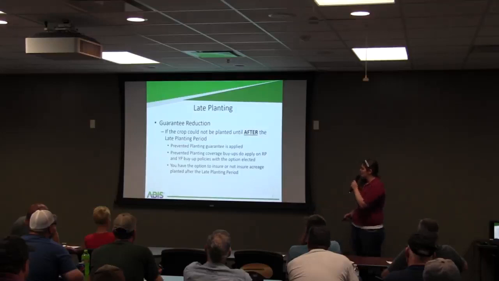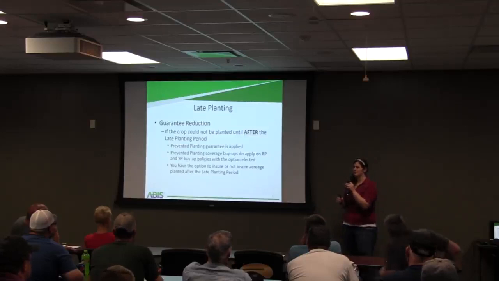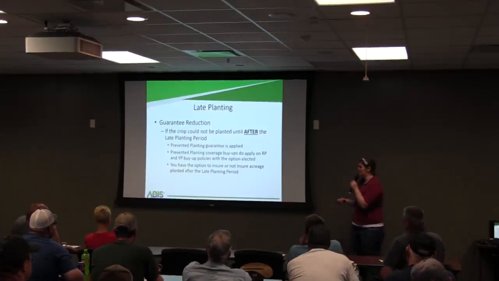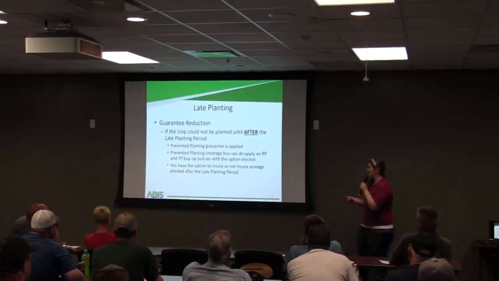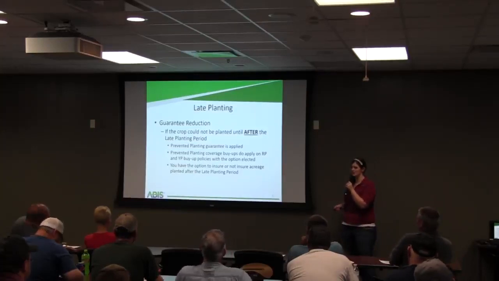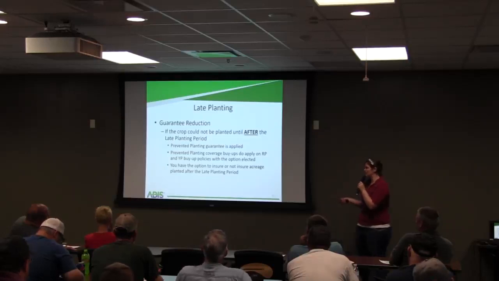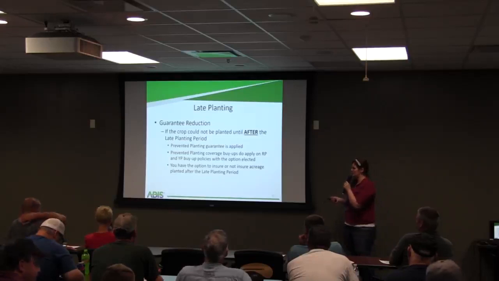Okay. If the corn could not be planted after the late planting period, so 25 days from the last of May, so June 25th, you can't get your corn in, what happens is the preventative planting guarantees apply. If you did buy-up coverage, if you elected to buy up 5% of your prevent plant, that goes into effect. You also have the option to not insure the acreage after the late planting period.